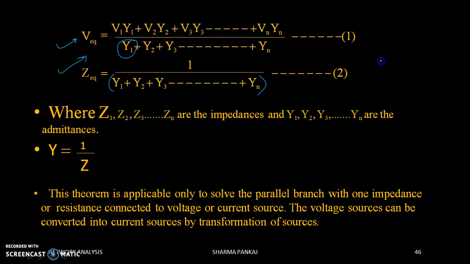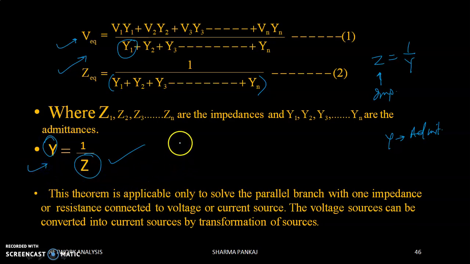I hope you are aware of the relationship between Z and Y: Z is equal to 1 by Y. This is our impedance and Y is your admittance. See this. Y is equal to 1 upon Z, where Z1, Z2, Z3 are the impedances and Y1, Y2, Y3 are the admittances, and the relationship between impedance and admittance is given by Y is equal to 1 by Z or Z is equal to 1 by Y.